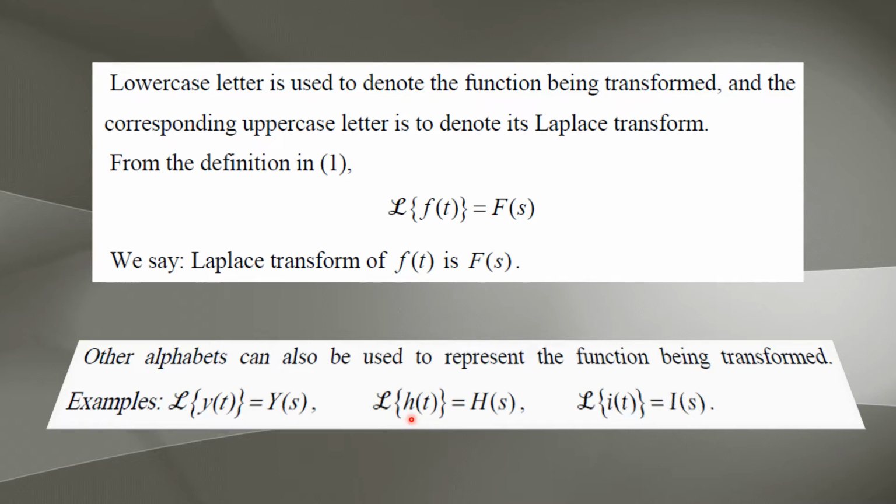Another example, suppose h represents the function that needs to be transformed. Once the function h of t has been transformed, the answer will be in s, so we use a capital letter H to denote its Laplace transform. Another example, suppose we are using i as the alphabet to represent the function that needs to be transformed. Usually i represents current. So when we find the Laplace transform of i of t, the answer will be I of s, and we use capital letter I to denote the function that has been transformed.